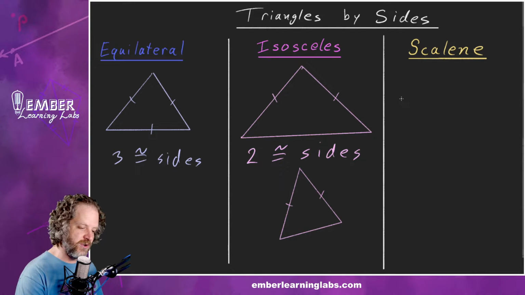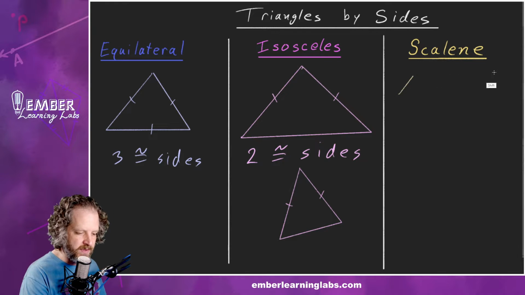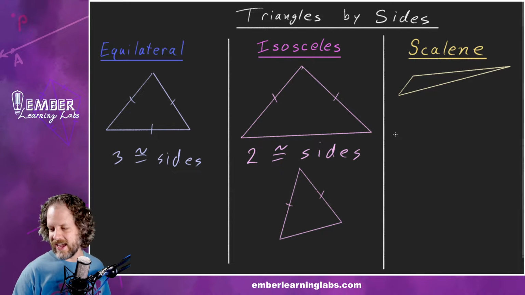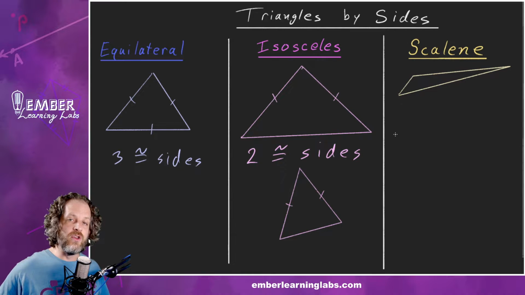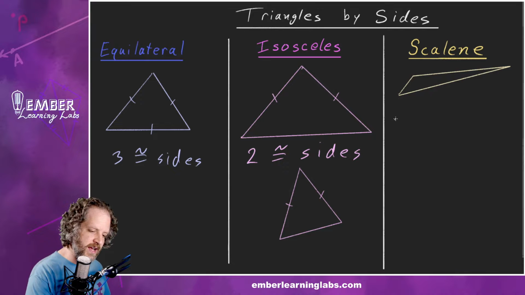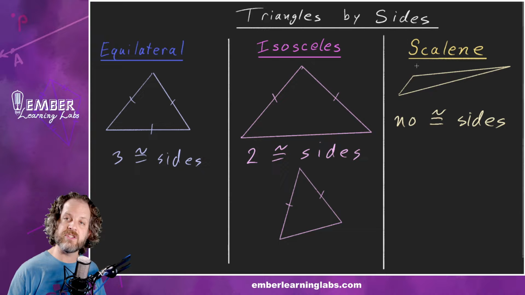Now, a scalene triangle, let me see if I can do my best to draw. We should make our colors match. That's important. I don't know why it's important, but it's important. So that looks pretty scalene. So a scalene triangle has no congruent sides. Not a single one. Not any. None of them are congruent. That's called a scalene triangle.